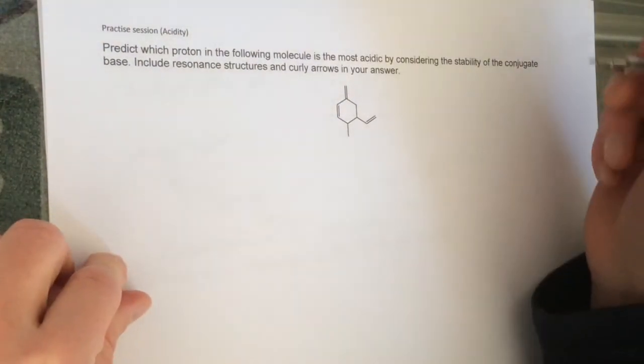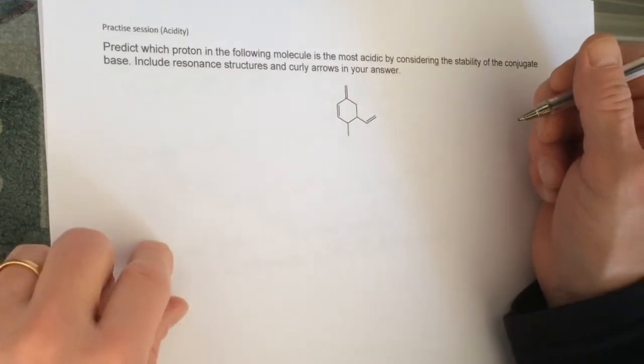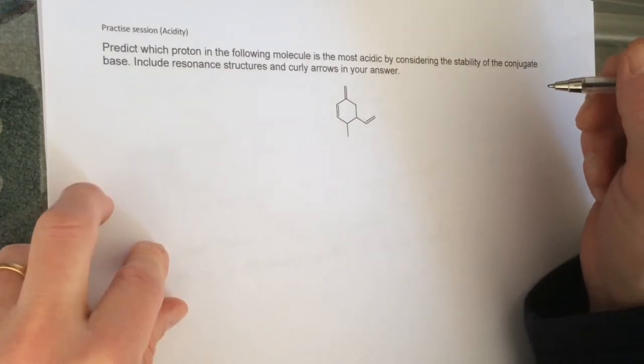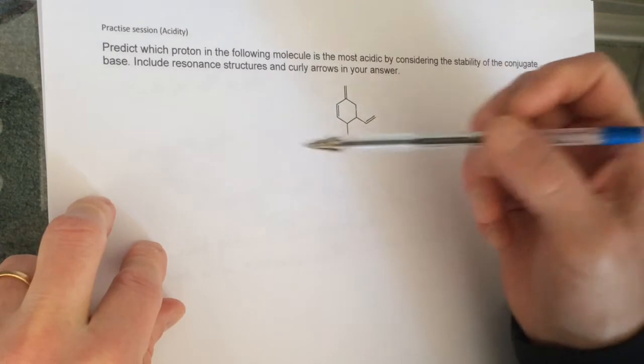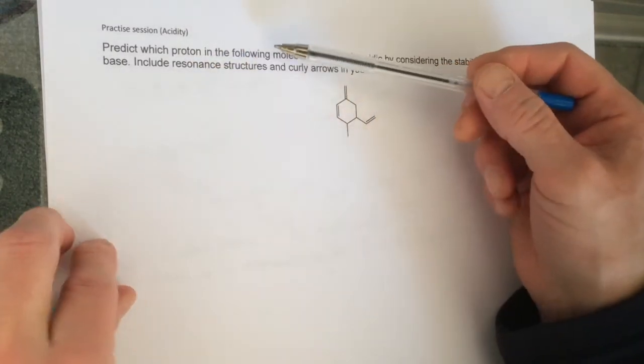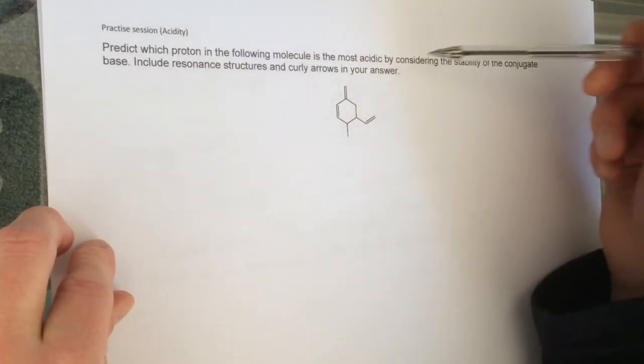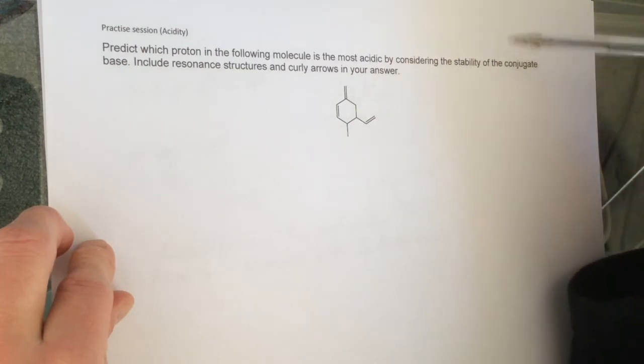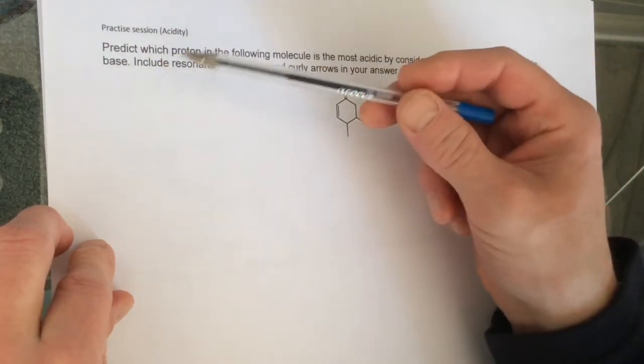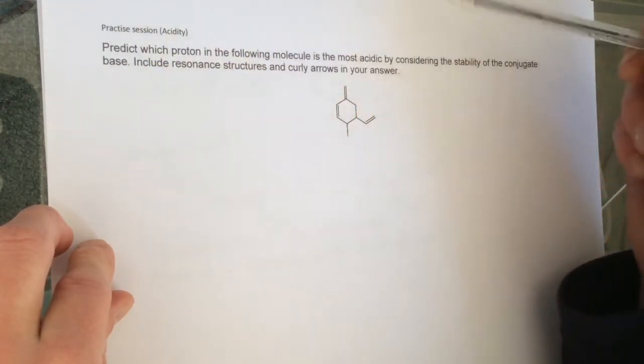This is Dr. Lewis, a question about acidity of organic molecules related to conjugation. So it says, predict which proton in the following molecule is the most acidic, and then by considering the stability of the conjugate base. Include resonance structures and curly arrows in your answer.